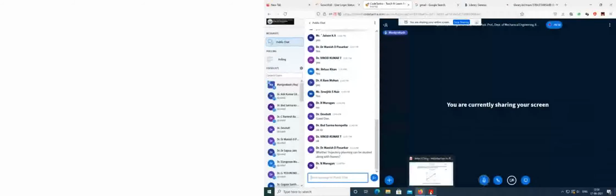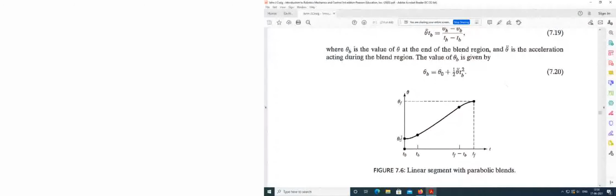the velocity at that point is 0, and velocity at this point is also 0. At this point we have a constraint that t is equal to tb. The theta has to be continuous, and also the velocity has to be continuous. Similarly, here the theta has to be continuous and the velocity has to be continuous. So those are the constraints.